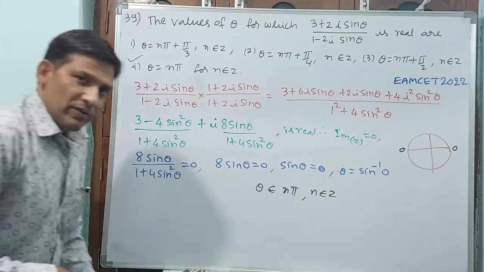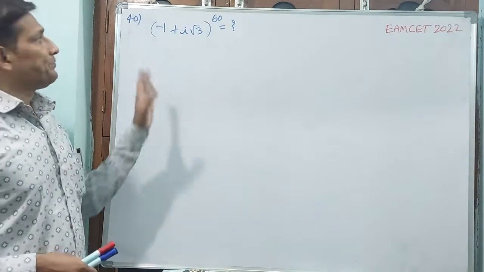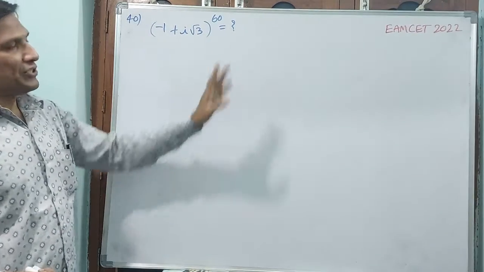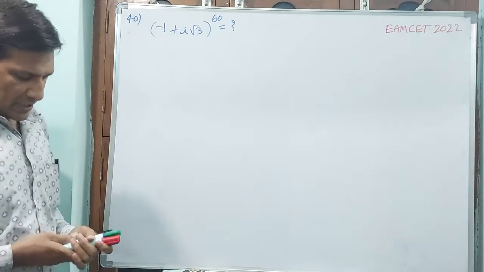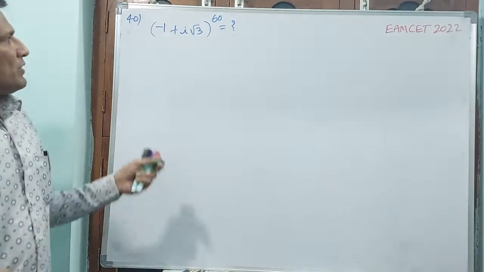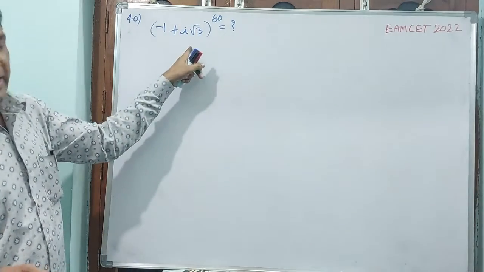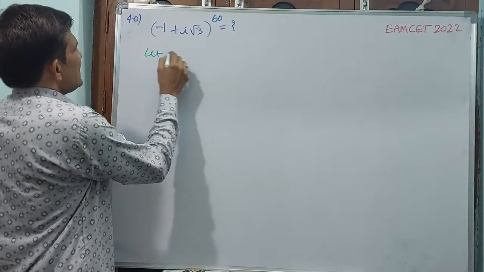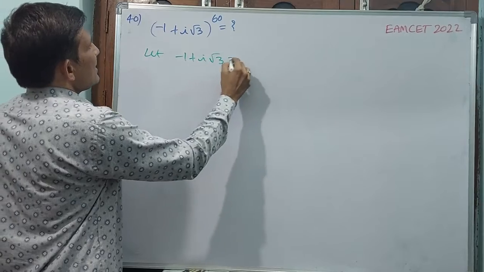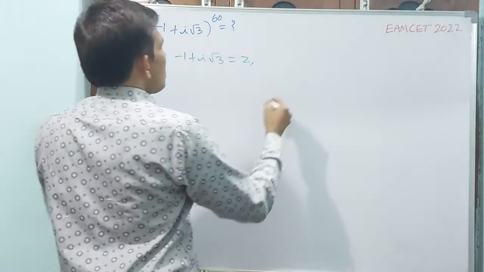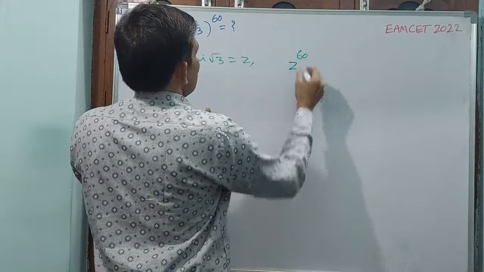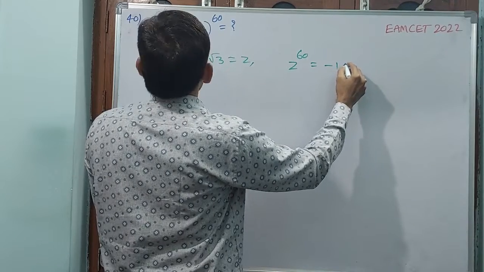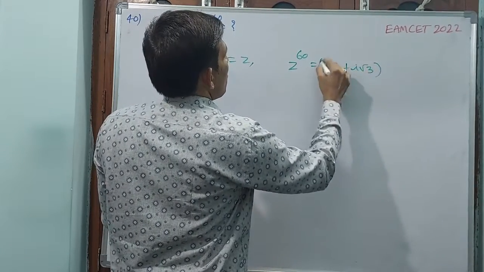Okay. Let us go for question number 40. Minus 1 plus i root 3 whole to the power of 60, value is how much, they are asking. Okay. Latest question. See what I am doing. I am taking minus 1 plus i root 3 as some z. Okay, write down. Let minus 1 plus i root 3 is equal to z. Then what I am doing, you see, z power 60 will be this one: minus 1 plus i root 3 whole to the power of 60.